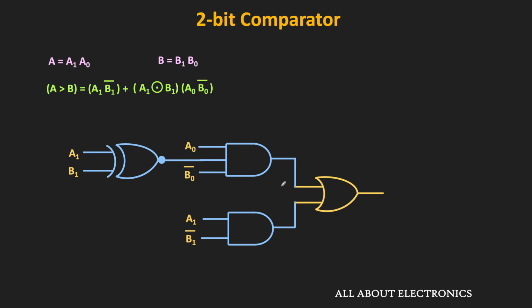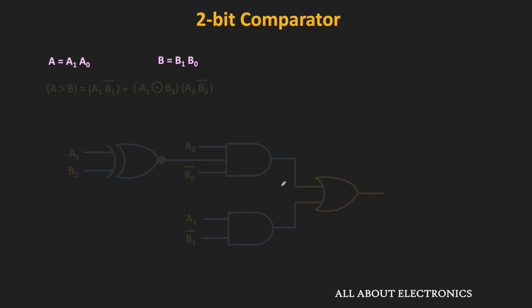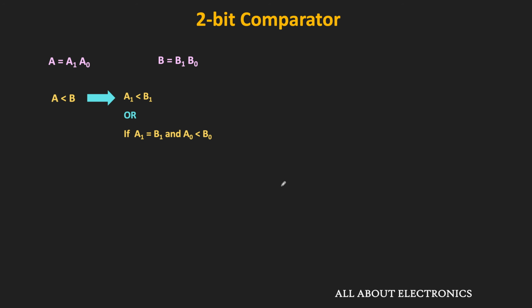Likewise, now let us see the logical circuit for a less than b. Once again, to compare the two numbers, we will start from the MSB. If A1 is less than B1, then we can say that the number A is less than B. For example, if A is equal to 01 and B is equal to 11, then starting from the MSB, A1 is equal to 0 and B1 is equal to 1. In this case, since A1 is less than B1, we can directly say that the number A is less than B.